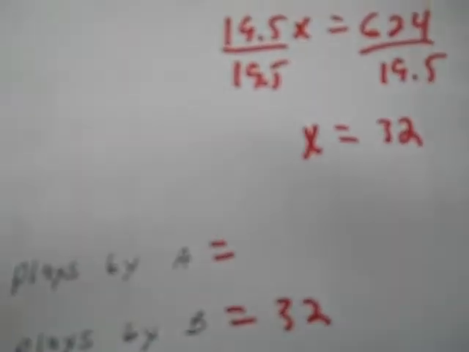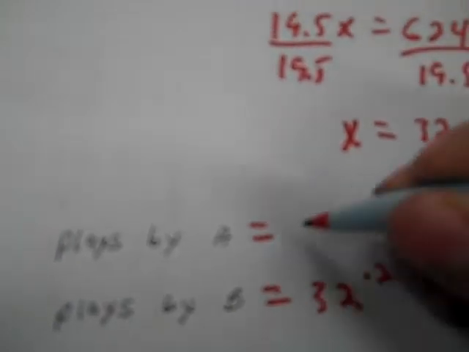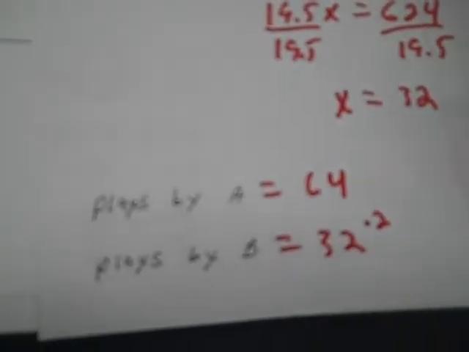Okay, and then the plays ran by Team A. Now, Team A ran twice that much. That means 2 times x. Well, you just times it by 2, and that takes you to 64. Okay.